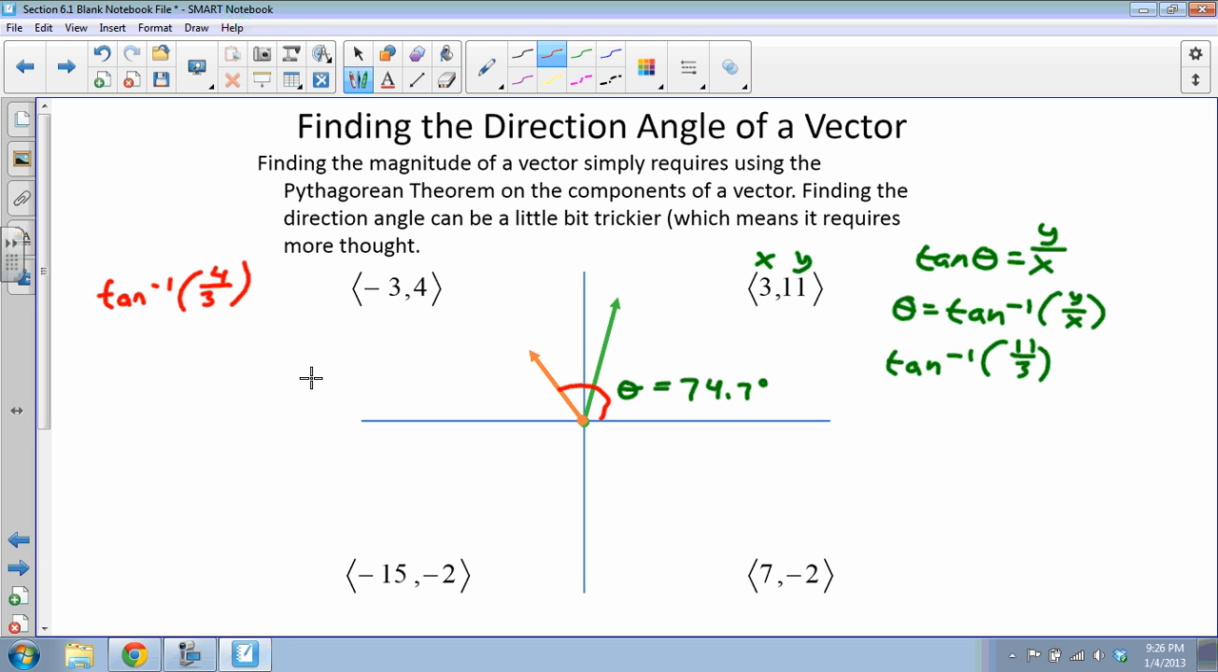Let's do inverse tangent of 4 divided by 3. I get 53.1 degrees. That's this angle right here, the reference angle, 53.1 degrees. So really, what I want to do is 180 minus 53.1 degrees, because I'm not quite to 180, I'm 53.1 degrees shy. So that's 126.9 degrees, my direction angle in the second quadrant. Anytime you're in the second quadrant, you do 180 minus whatever you get from the inverse tangent.